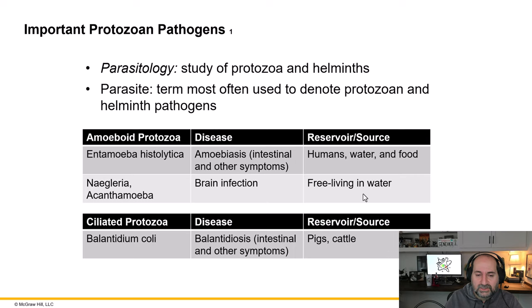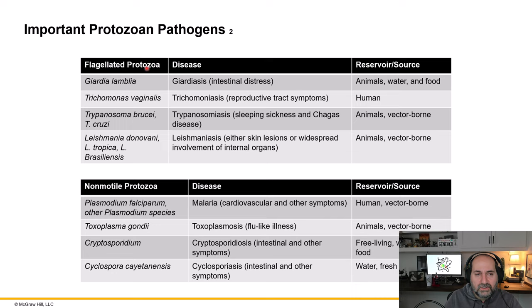There are ciliated protozoa. Remember, these are protozoa that move around with cilia. Balantidium, for instance, causes balantidiasis, another intestinal disease. There are flagellated protozoa. Remember, these are the protozoa with at least one flagellum. There's Giardia, which is a very common cause of intestinal distress. You know, they call it traveler's diarrhea, or giardiasis. Trichomonas, which can cause trichomoniasis.